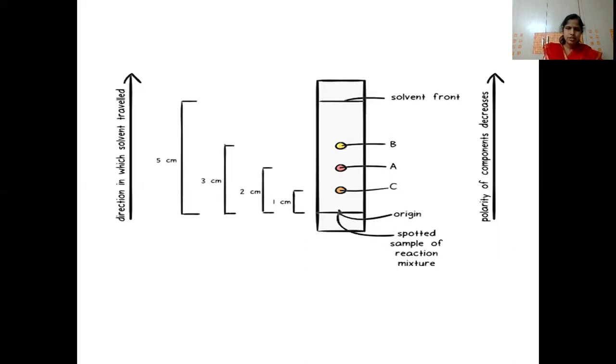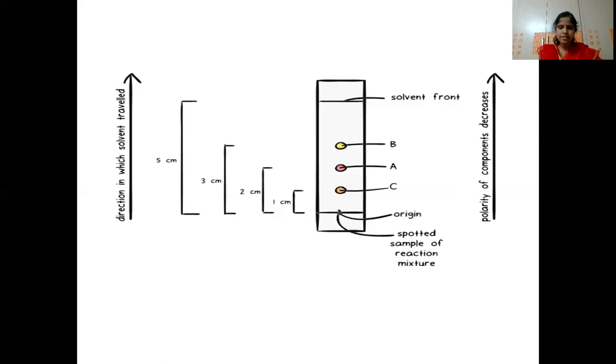Now, as there are three spots and we have measured the distances also here, the C component has traveled 1 centimeter, A has traveled 2 centimeters, B 3 centimeters, and the solvent front traveled is up to here. So it is 5 centimeters. It has traveled. Now we have to calculate the RF.